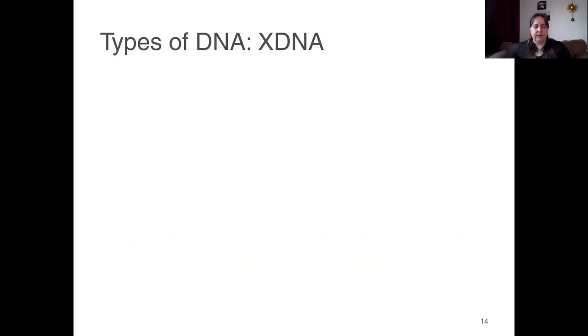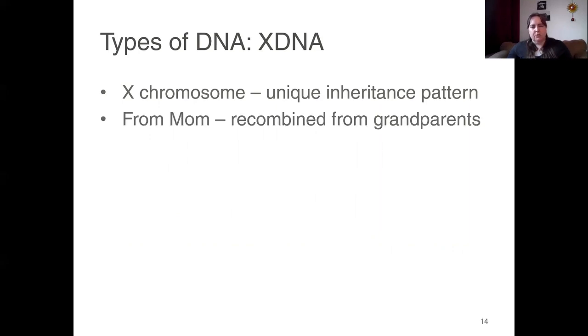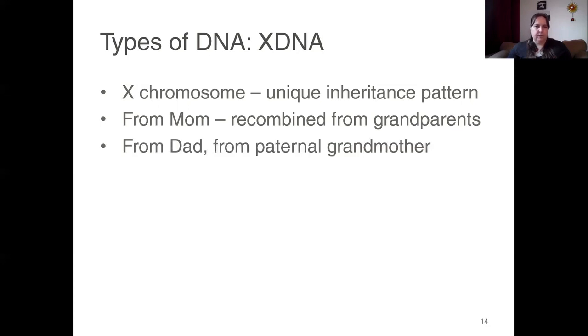The last type of DNA we want to talk about is xDNA. As we mentioned earlier, xDNA has a unique inheritance pattern. If you have an X chromosome, and actually everyone has an X chromosome from mom, that X was recombined from both of her parents. So that X can have DNA from both grandma and grandpa.